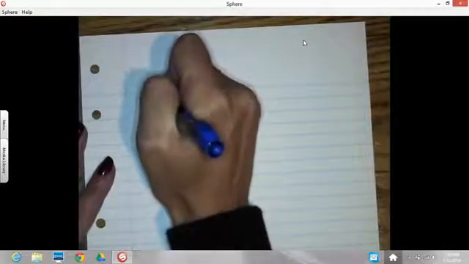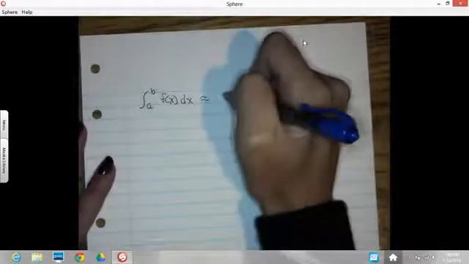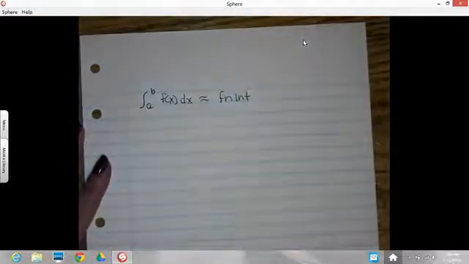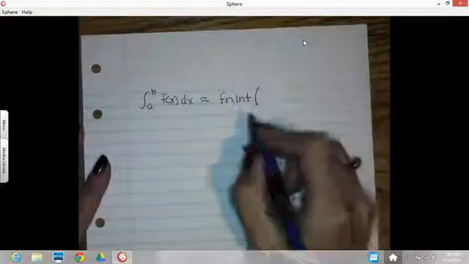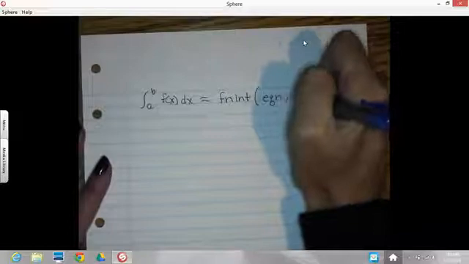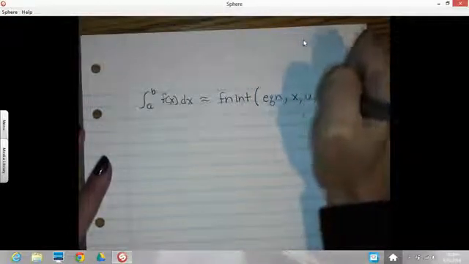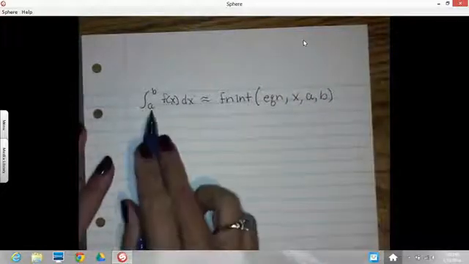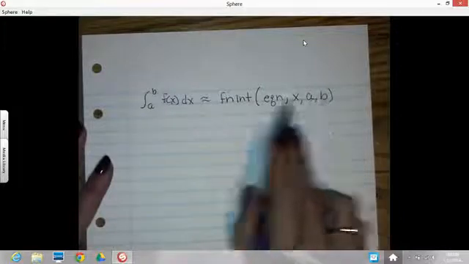So the integral from a to b of f of x dx is approximately equal to the function integrate value on the calculator. I'll tell you where that's at in a minute. Function integrate: you're going to type in your equation, comma x, comma, and then your boundary values, the smallest one to the biggest one, so it's a to b. So your bottom boundary to your top boundary. So you're putting in 4 things when you use function integrate.